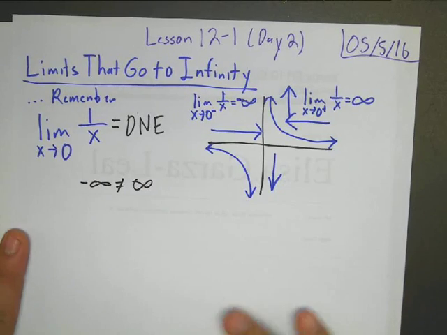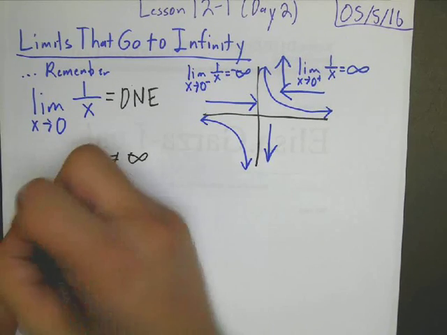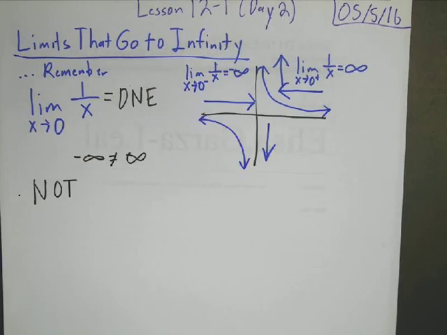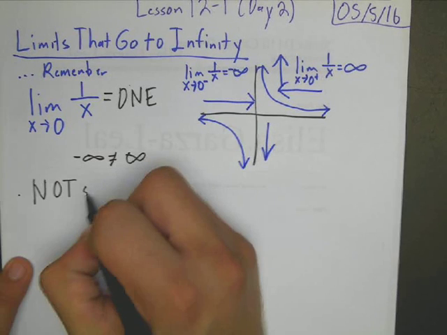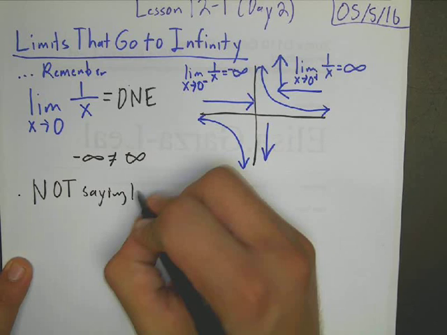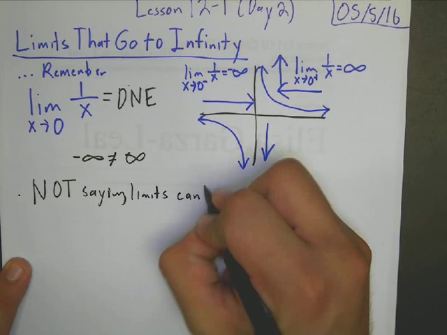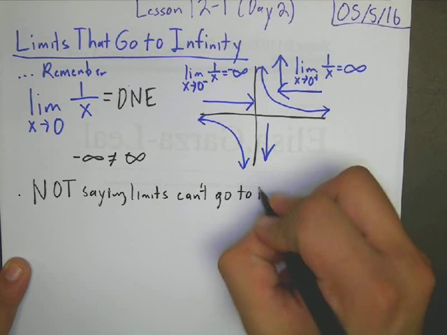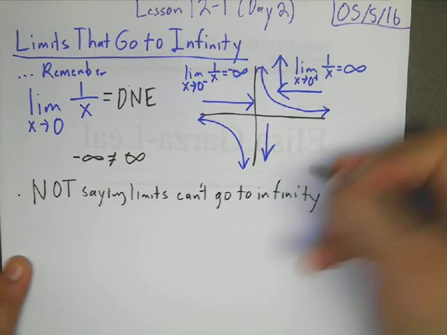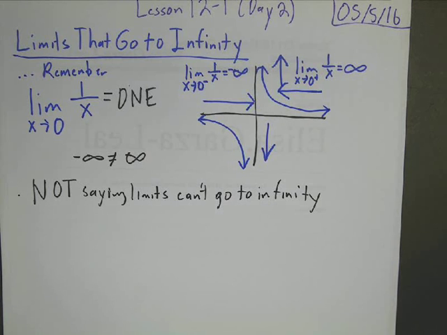Now, let's talk about that because I want to clarify something. I'm not saying limits can't go to infinity, right? That's not what that statement's saying. It's not saying that a limit, if it goes to infinity, is undefined. I want to clarify that. What I'm saying is that if the two limits of where they're going don't match on both sides, then they're not defined. It is, however, possible for a limit to go to infinity. Okay?